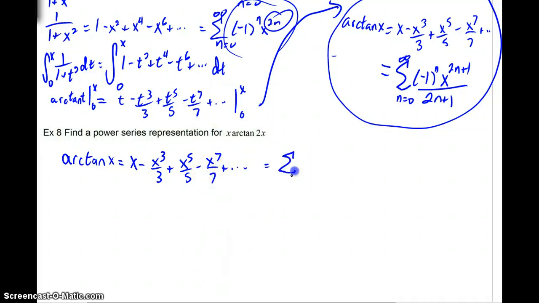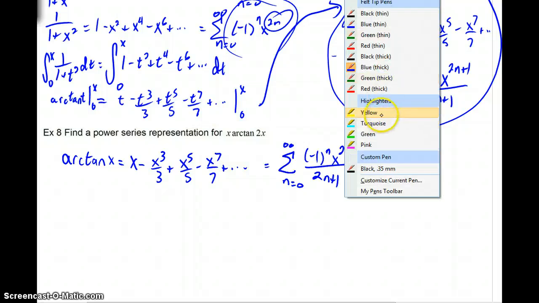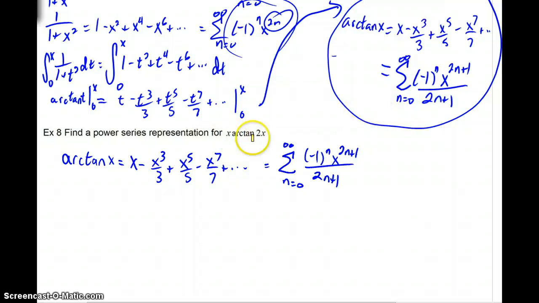This is really sigma n equals 0 to infinity of negative 1 to the n, x to the 2n plus 1, all over 2n plus 1. And what we have very quickly is the following. We're trying to get x times arctangent of 2x.